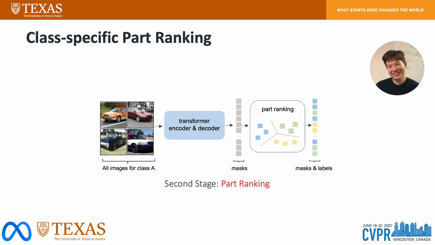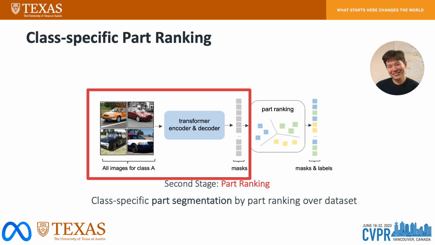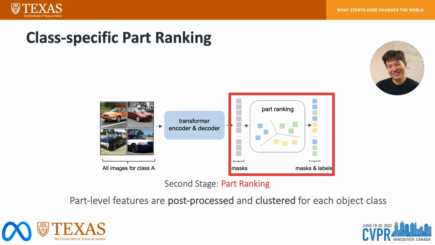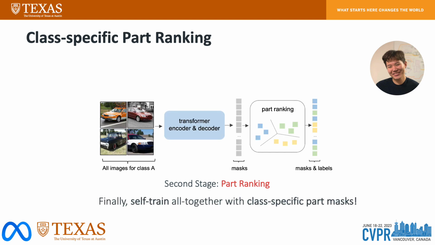Next, we describe how we convert the class-agnostic part proposals into class-specific labels. We generate part proposals and corresponding part-level features over all datasets. Generated part proposals undergo post-processing steps and are clustered together across dataset for each object class. We define part ranking function as cluster density estimate and assign labels to each part as the nearest part cluster ID. Now, we use all parts with ID as pseudo-labels and self-train all together.